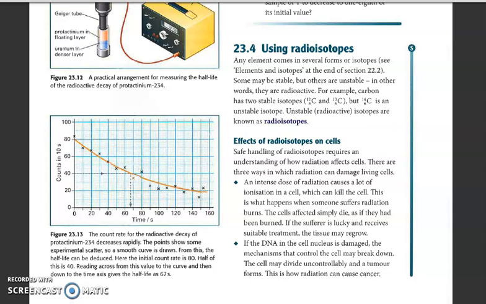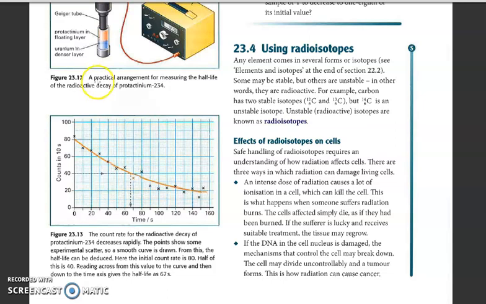Good morning, children. Today we are going to learn about using radioisotopes. We know that an element comes in several forms called isotopes. In isotopes, one isotope will be stable, while another may not be stable. So it will try to become stable by emitting radiation.